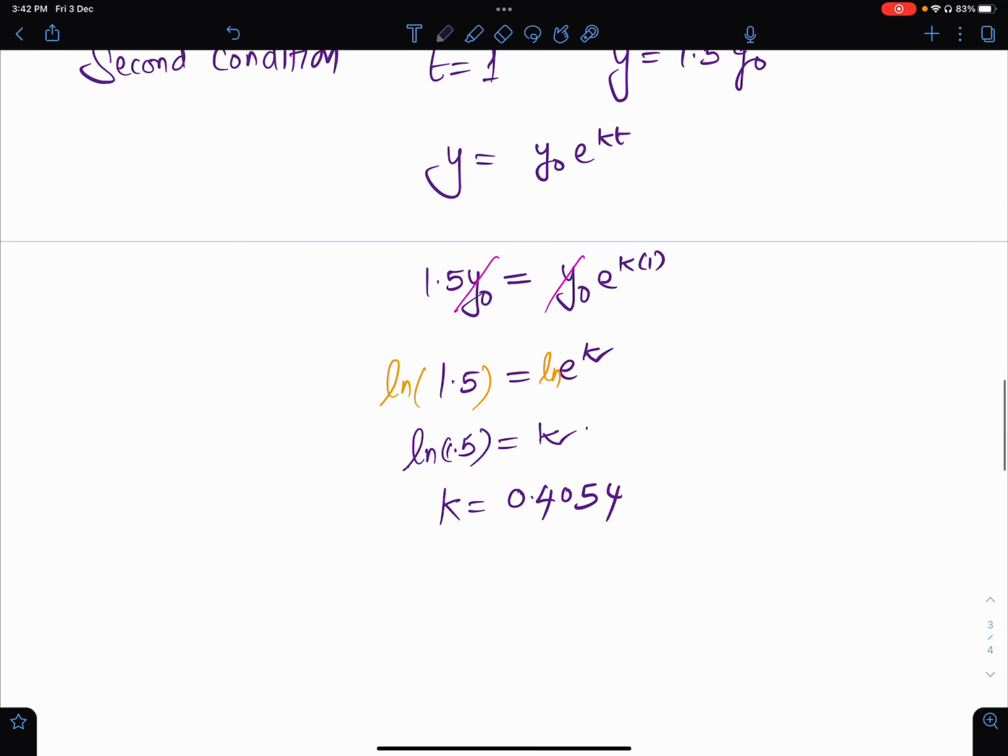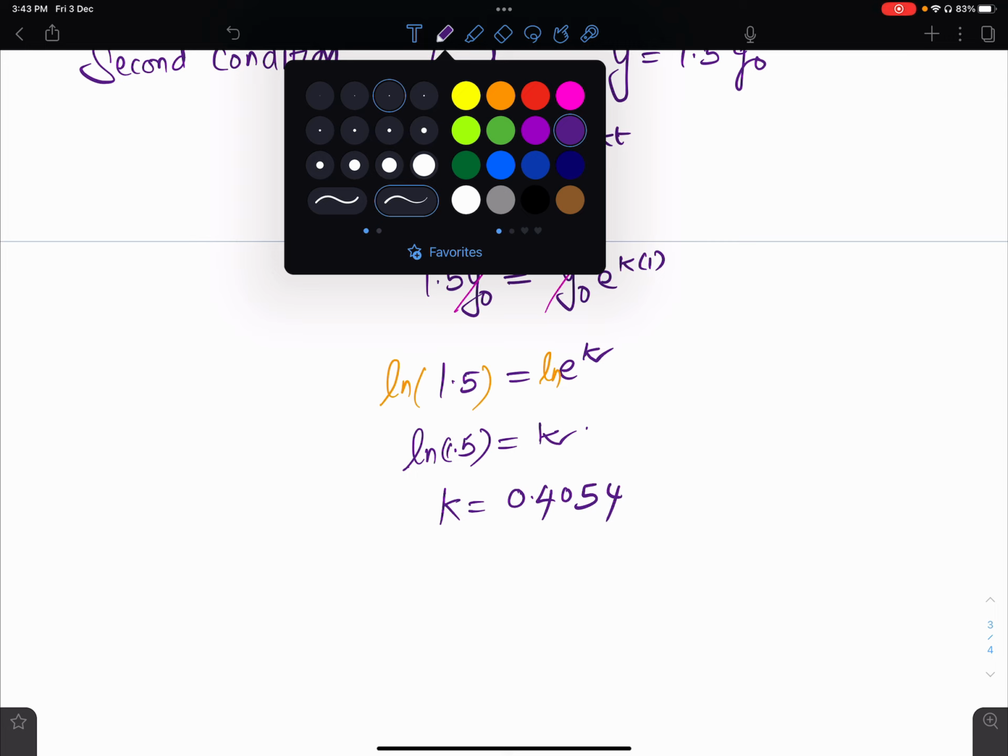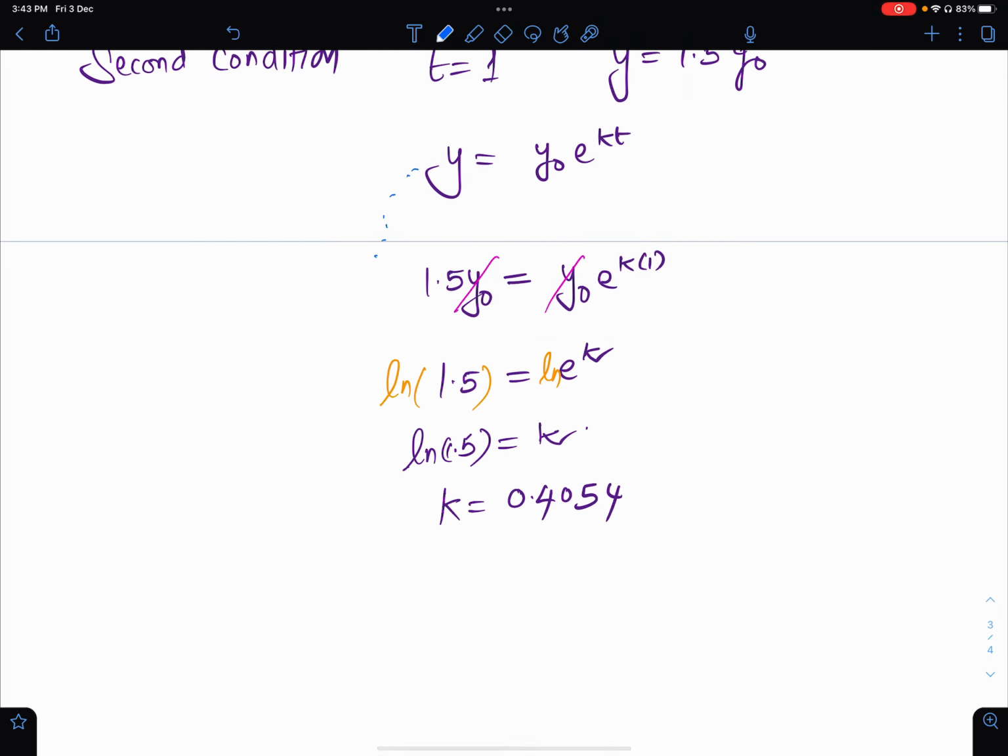So now what you have to do? You have to update the answer. What is the answer? y is equal to y naught e power, and we found the value of k, that is 0.4054t. So this is the solution of the given differential equation under the given condition. This function will tell the number of bacteria present at any time.